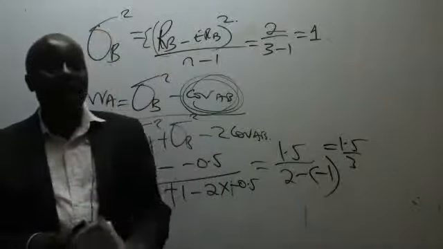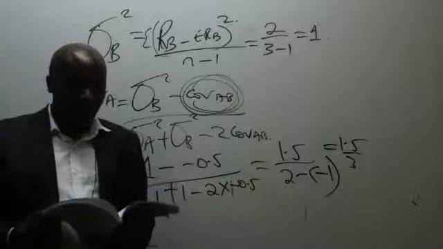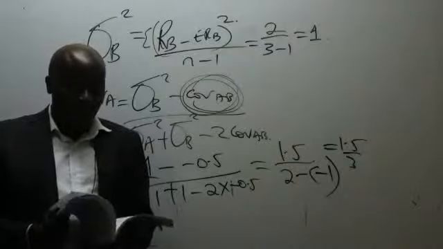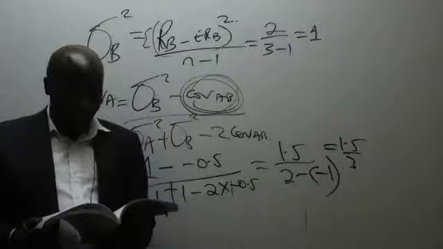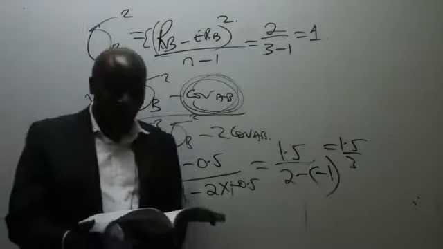Now let me ask you a simple question. Having gotten WA, what do you think I shall do to be able to get WB? Thank you very much, Silas. It is 1 minus WA.